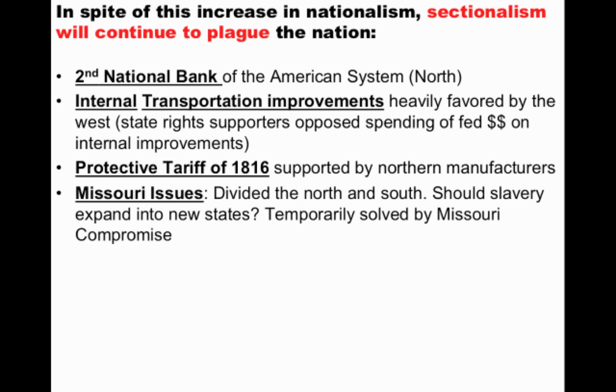The Missouri issue is going to be a hugely complicated sectional crisis because it's going to divide the North and the South. Should slavery expand into new states? And it's temporarily going to be solved by the Missouri Compromise, where they make Missouri a slave state, Maine a free state, and they cut off slavery north of 36°30′.